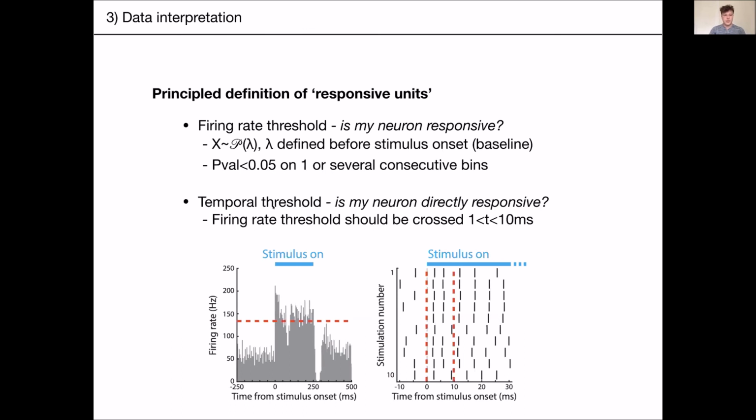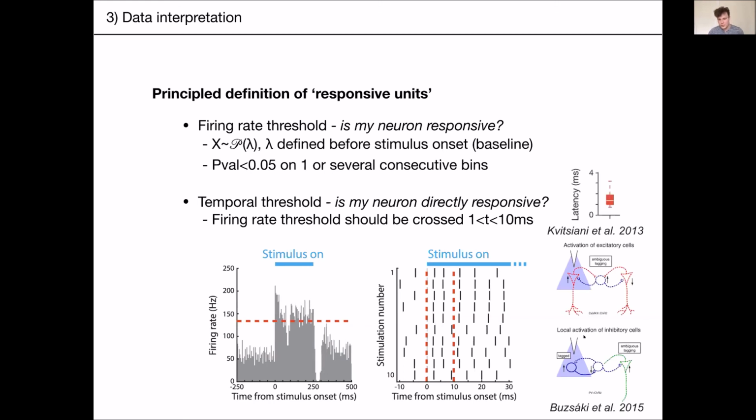So you also want to look at the timing of your response. Is your neuron directly responsive? It should be between 1 and 10 milliseconds on average. If it's anything slower, it's a bit dodgy. This review from Buzsaki and this paper are discussing these questions. You can go and look at them if you wish.